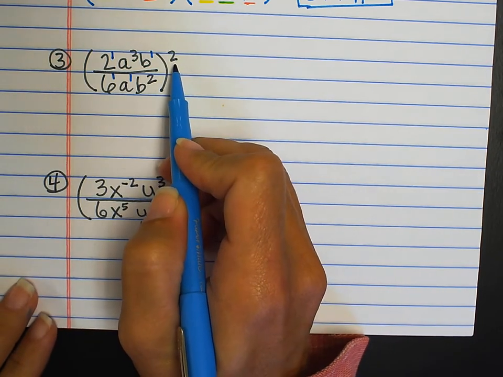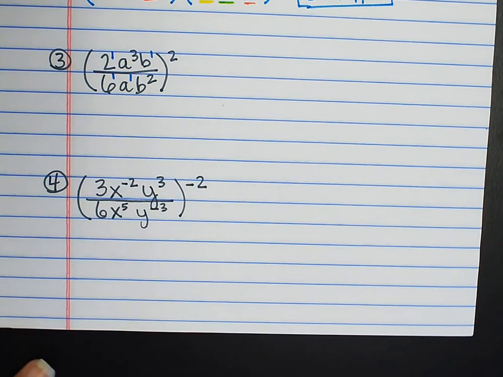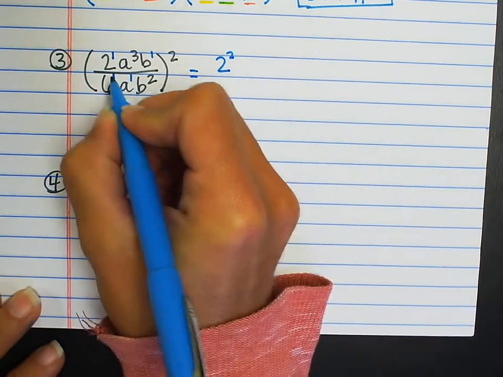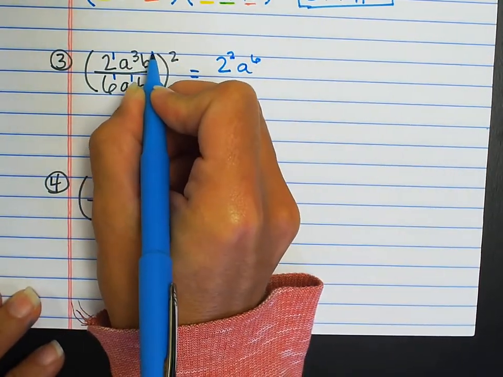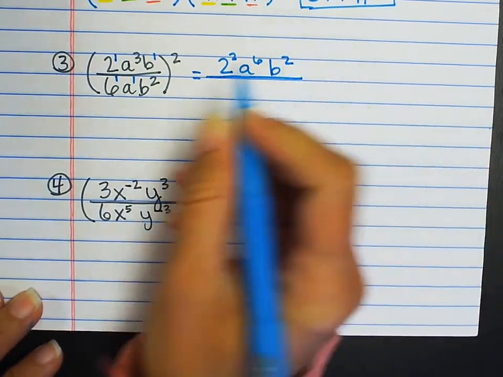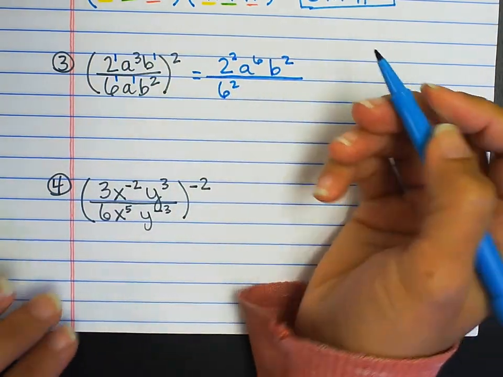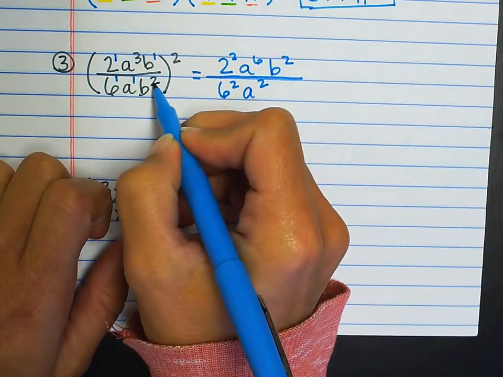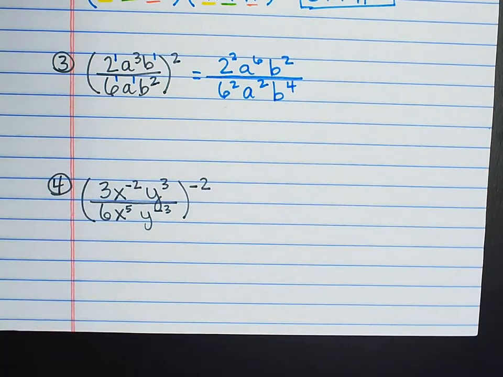Now my 2 is going to get multiplied by every single exponent inside the parentheses. So that's going to give me 2 squared. 3 times 2 is 6, so a to the 6th. 1 times 2 is 2, b squared, over 6. 2 times 1 is 2, so 6 squared. 1 times 2 is 2, a squared. 2 times 2 is 4, b to the 4th.